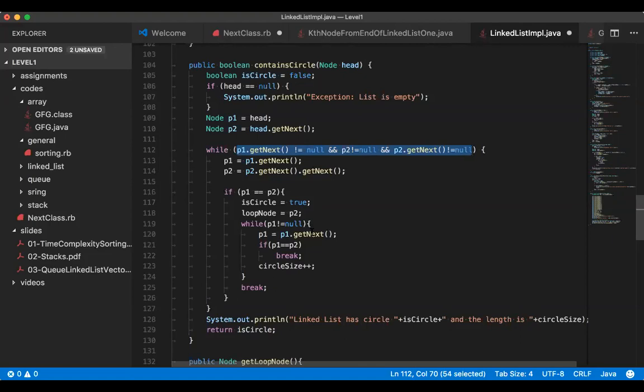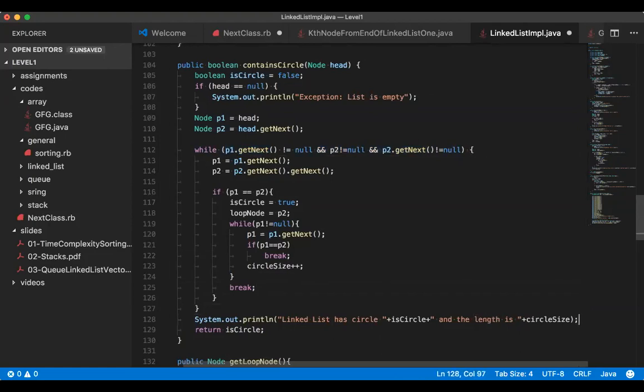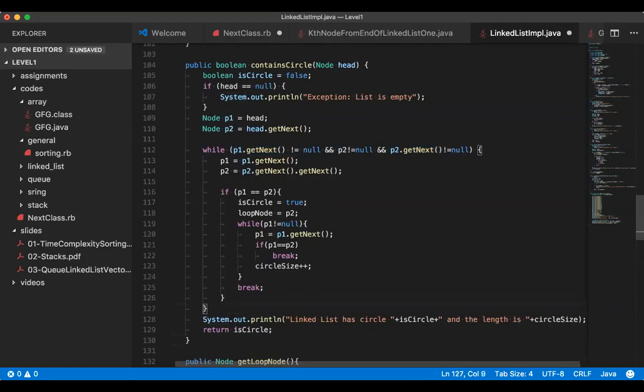Now we are here. Either one of them reaches the end, either P1 or P2, one of them reaches the null position, or they meet somewhere. This is like the breaking condition. If they reach the end, then just tell that there is no circle. You have not handled that. Yes, you have handled. Okay. So if they meet somewhere, if P1 equal to P2, we just make circle equal to true.